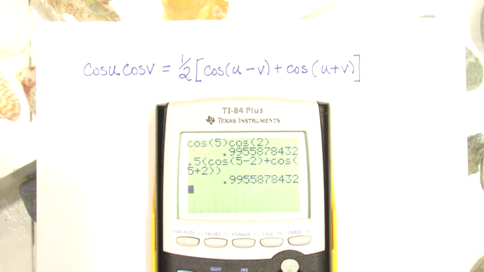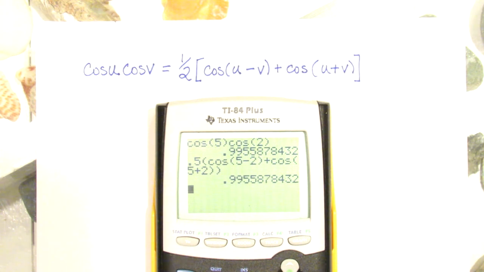So on the left side, I plugged 5 and 2 in, and you could see I get 0.995587, some fairly messy decimal. And on the right side, I carefully typed in the right side, so 0.5, and then my u was 5 degrees, my v was 2 degrees, and I carefully plugged those in, and notice I get the same exact messy decimal. So that's a fairly good indication that this is an identity, but it's not a formal verification proof.